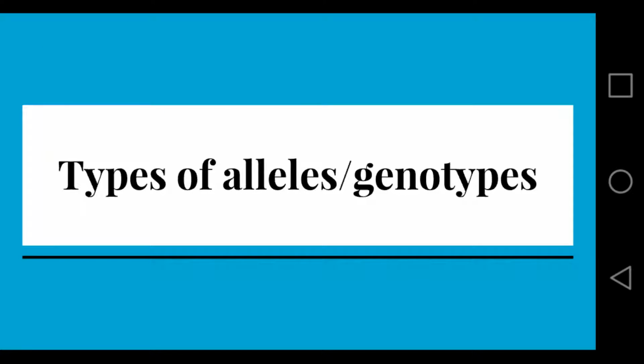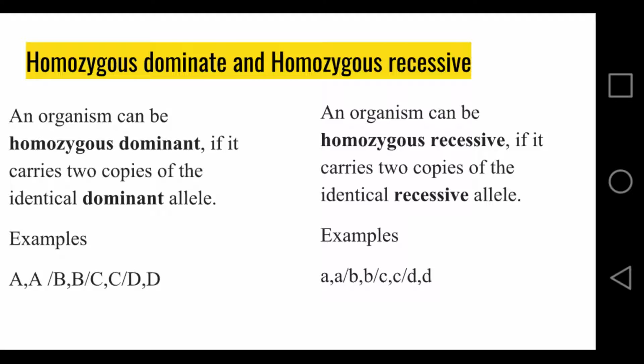Types of genotype/alleles. Some examples of this are homozygous dominant and homozygous recessive. An organism can be homozygous dominant if it carries two copies of the identical dominant allele. Examples are A and B. An organism can be homozygous recessive if it carries two copies of the identical recessive allele. For example, little a and little b.